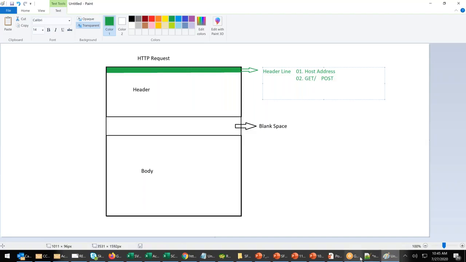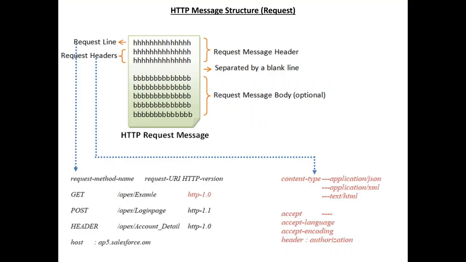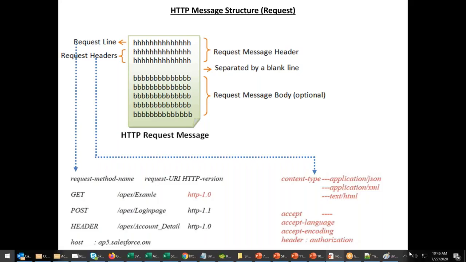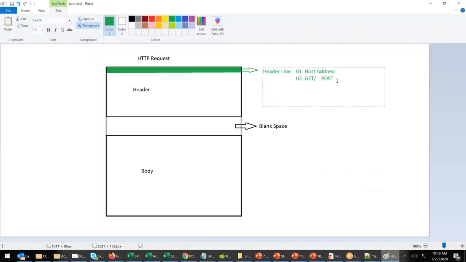Third one, what is the third one? The third one is your versions. What type of versions are you using? HTTP 1.0, HTTP 2.0, all those are available here. The third one, the header, contains the version.